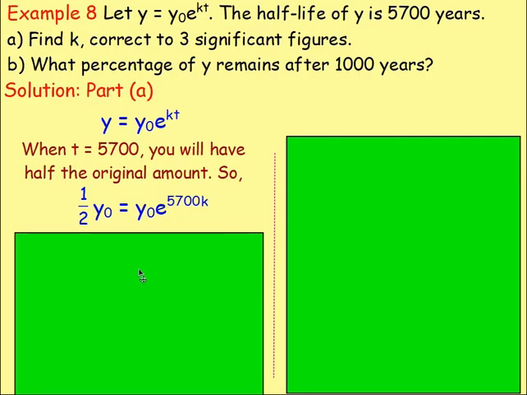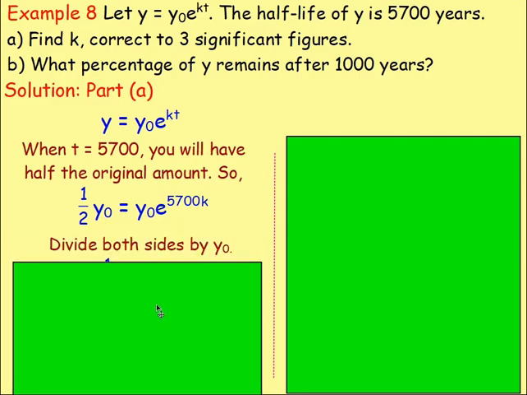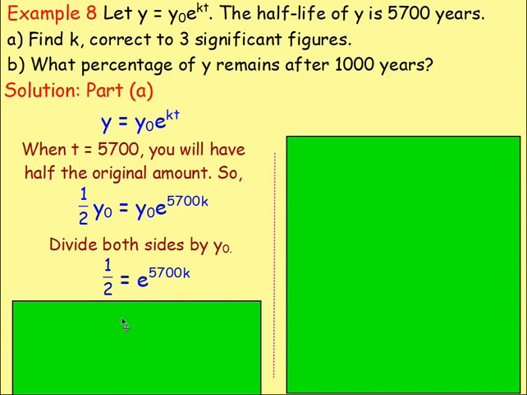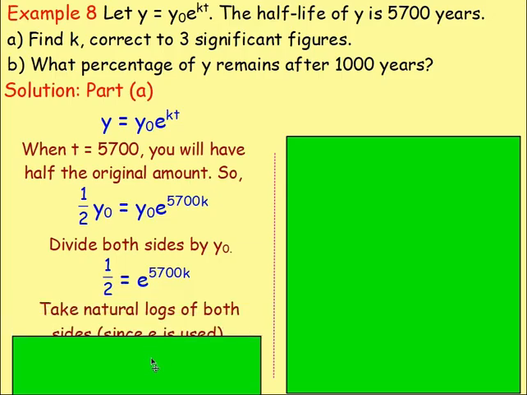From there, really we're doing the same things as the previous example. Both sides have a y naught, so divide both sides by y naught. So a half equals e to the power of 5,700k. Again, we're wanting to work out the value of k. It's an index, so we can apply logs to both sides. That'll let us then move the index down. So applying logs, log or ln. Good, use ln because e is involved. We've got e in this question here.